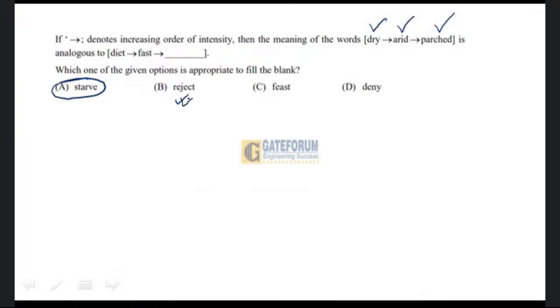Reject is entirely different. Reject means not accept. Feast is entirely the opposite of it. I'm feasting. And deny means I am not accepting the fact, but it doesn't actually come to food or something like that. Deny. Okay. So starve is the actual option.